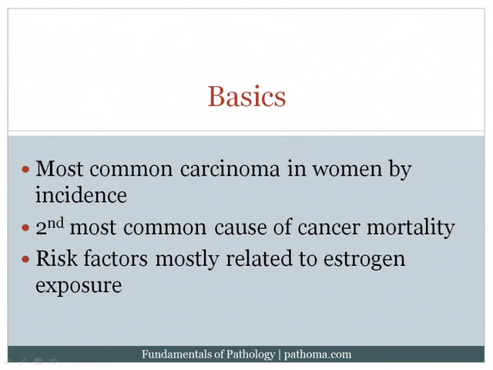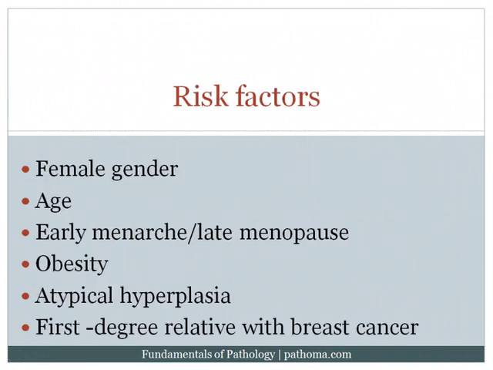The risk factors are mostly related to estrogen exposure, and when you look at this list that I placed here in your text, you'll see that that becomes very quickly evident. So for example, female gender is the first risk factor. That's the number one risk factor. When you think about breast cancer, for every 100 cases, 99 will occur in a female, and only 1 will occur in a male. And of course, that has to do with estrogen.